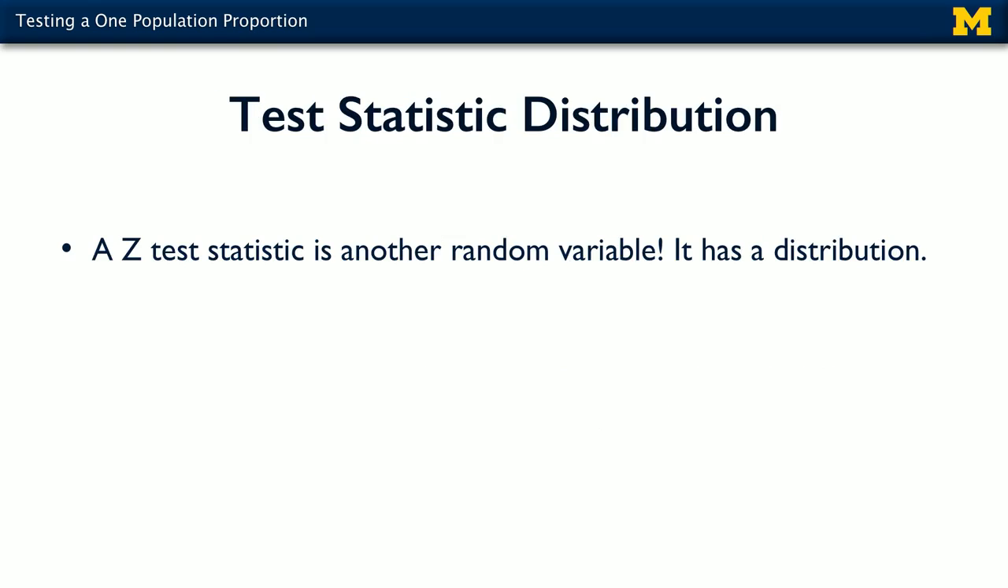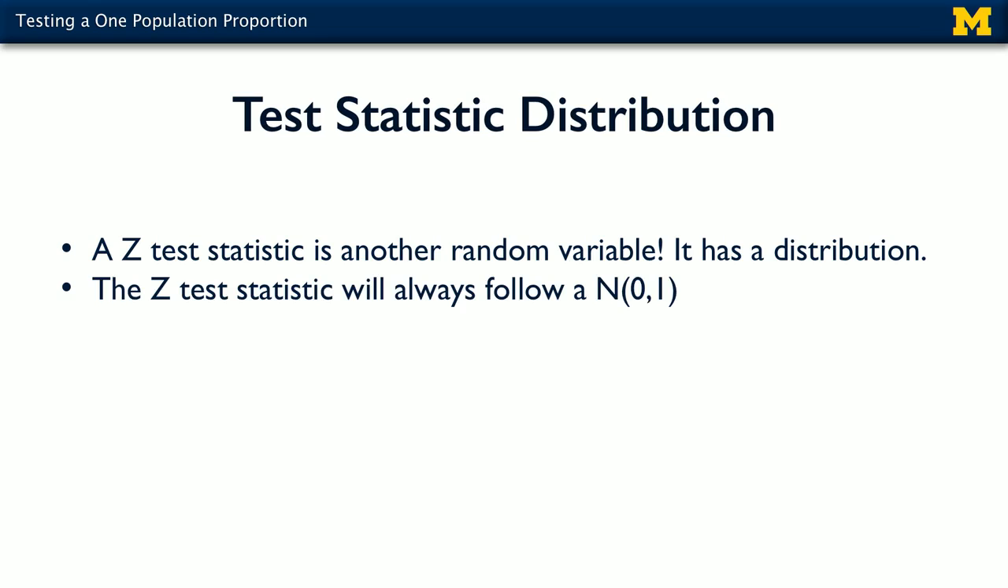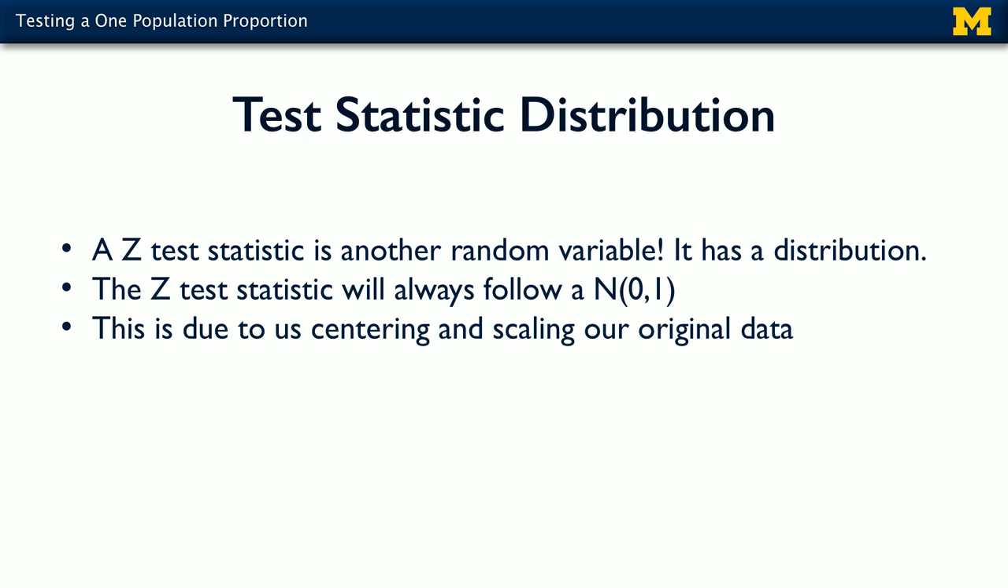So let's talk a little bit more about this test statistic. The z test statistic is just another type of random variable. It has its own distribution. That distribution is going to follow a normal 0, 1. And the reasoning why it's a normal 0, 1 is our original data was normal, and now we've just centered and scaled that original data.